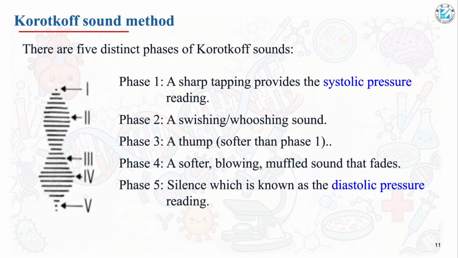Phase 4 becomes softer and more muffled. Finally, phase 5 is silence. When the sound disappears, this point is used to identify diastolic blood pressure. Therefore, in simple terms, the first clear tapping sound is the systolic pressure, and the disappearance of sound is the diastolic pressure.